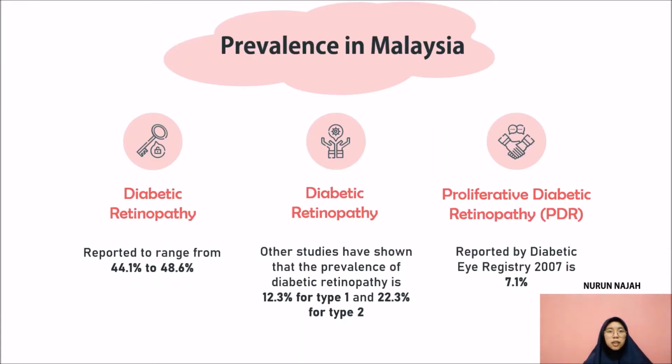Next is the prevalence of diabetic retinopathy in Malaysia. The first one is diabetic retinopathy is reported to range from 44.1% to 48.6%. The second one is other studies have shown that the prevalence of diabetic retinopathy is 12.3% for type 1 and 22.3% for type 2, which means people that have type 2 diabetes have more tendency to get diabetic retinopathy. The third one is the prevalence of proliferative diabetic retinopathy reported by the diabetic eye surgery, which is 7.1%.